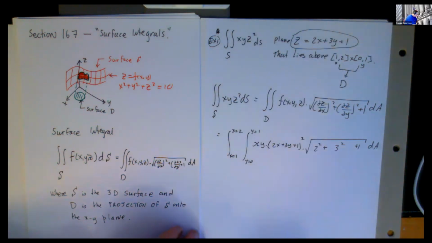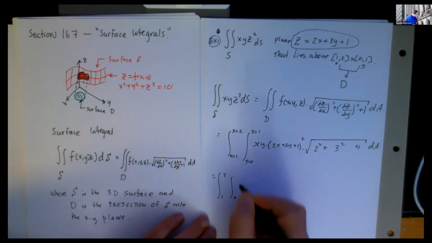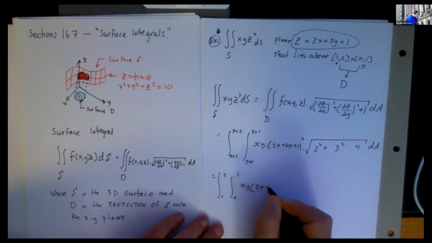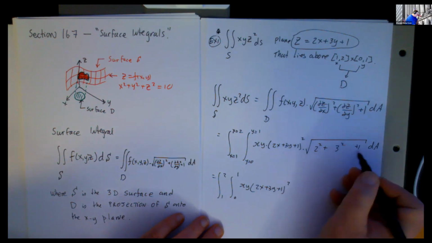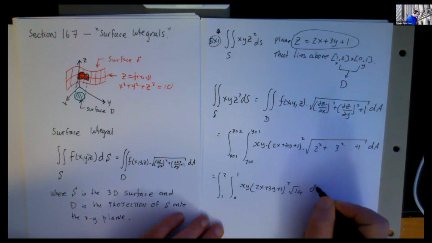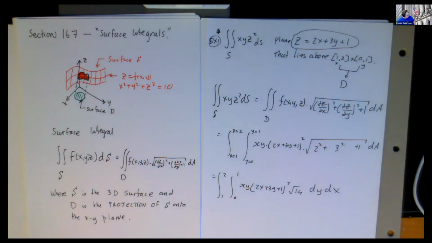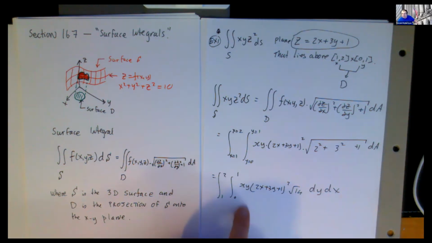So what does that look like? Well, it looks like the integral from 1 to 2, the integral from 0 to 1 of xy, (2x plus 3y plus 1) all squared. That's 1, that's 10, square root of 14, dy dx. And you recognize why I'm going dy and dx, because of the limits of integration.